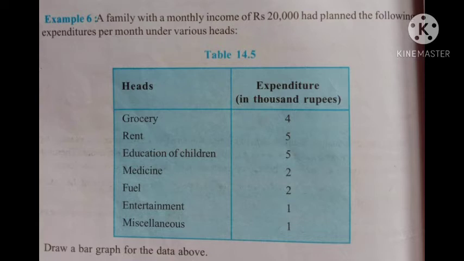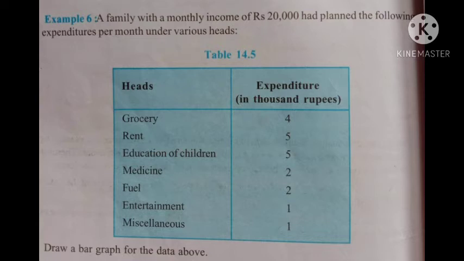Good morning to all. Today we are going to discuss bar graph. See the data. A family with a monthly income of rupees 20,000 had planned the following expenditures per month under various heads. Two columns are given: heads and expenditure.